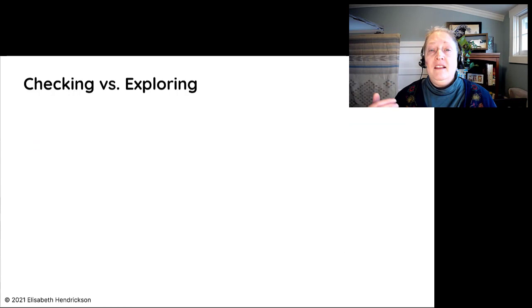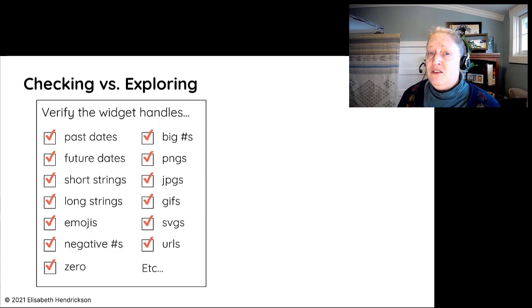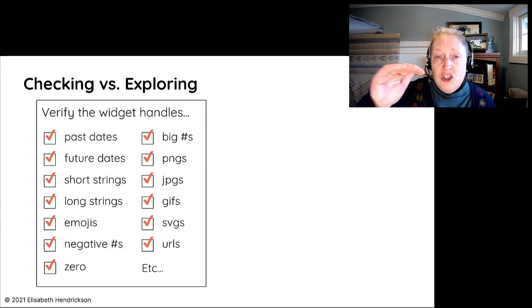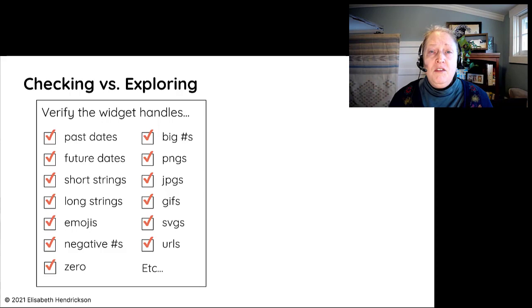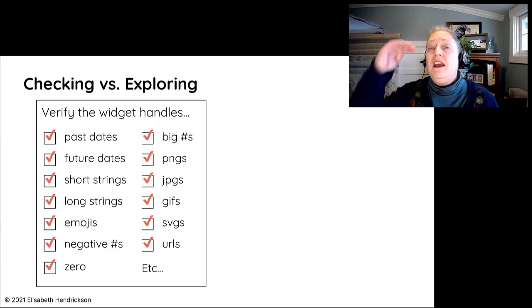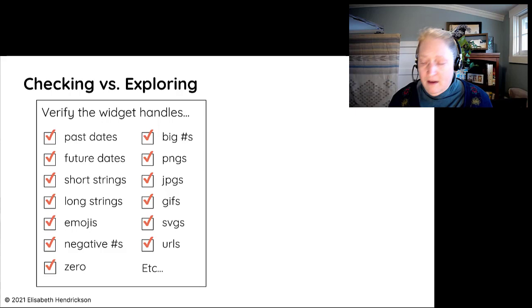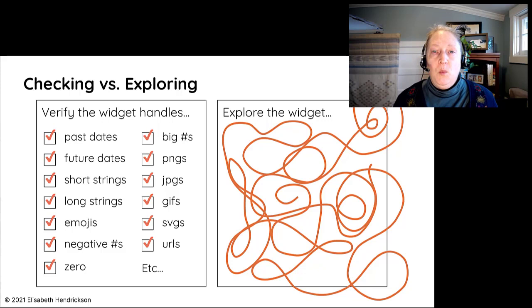So if you are developing software, you probably have regression tests of some kind. You may have unit tests, integration tests, whatever they are, tests that you run over and over and over again. And they check that at each step of the way, as you make changes to the software, all of the things that worked before still work. So let's say you've got a widget that handles various types of data. You want to check that the past dates and the future dates and short strings and long strings, you've got this whole litany of things that need to be checked over and over and over again. So that is checking.